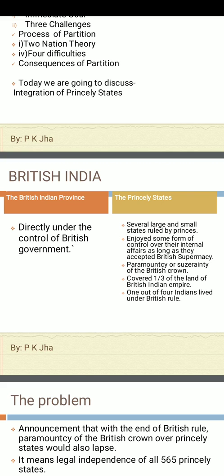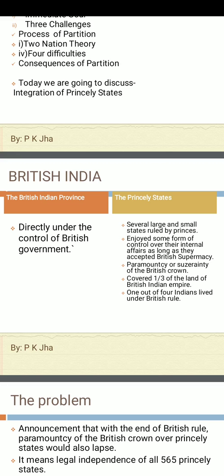Okay, children? And as far as these princely states are concerned, these were the several large and small states ruled by princes. We were having a number of kings, the princes, those days. So several large and small states ruled by princes, and they enjoyed some form of control over their internal affairs. But there was a condition: as long as they accepted British supremacy, that the British is my master, I'm ruling on behalf of the British, they enjoyed some form of control over their internal affairs.